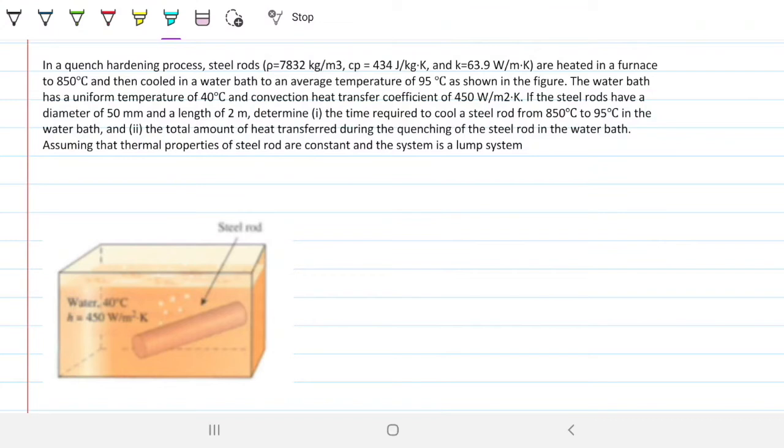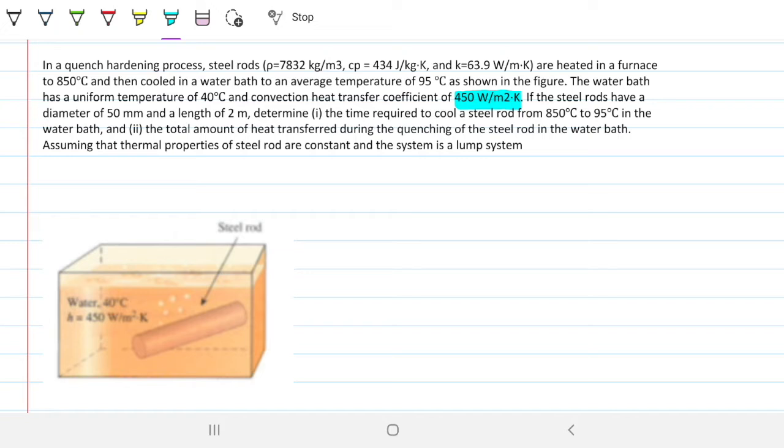...or a quench hardening process. Steel rods are heated in a furnace to 850 degrees Celsius and then cooled in a water bath to an average temperature of 95 degrees Celsius, as shown in the figure. The water bath has a uniform temperature of 40 degrees Celsius and a convection heat transfer coefficient of 450. So they're giving us the h already.